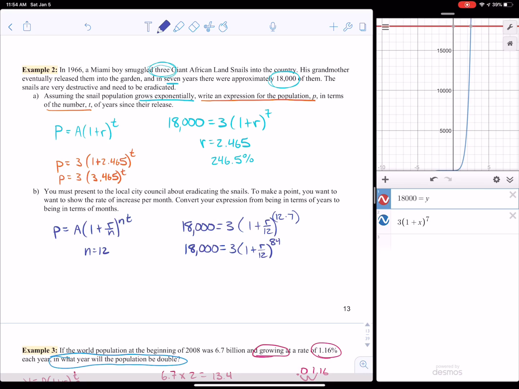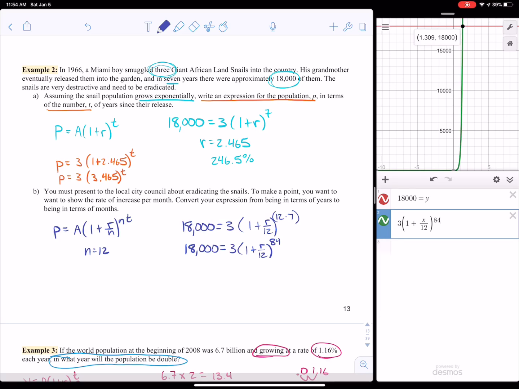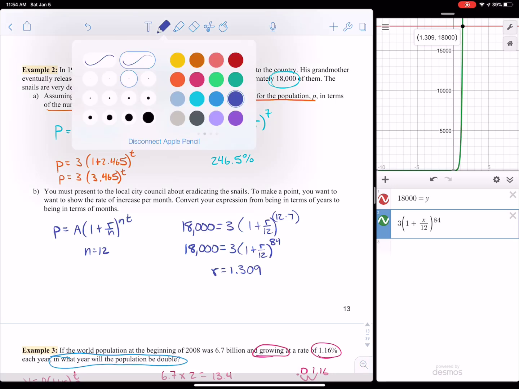So over here in Desmos, I'm just going to alter what I have to match the new second part of the equation. So 3, let's type 1 plus X divided by 12. Ooh, let me scoot over and put a big parentheses, and then to the 84th power. So then it's already on my screen because I've changed my y maximum number, so it shows up really quickly right there. So I've got the rate is 1.309.